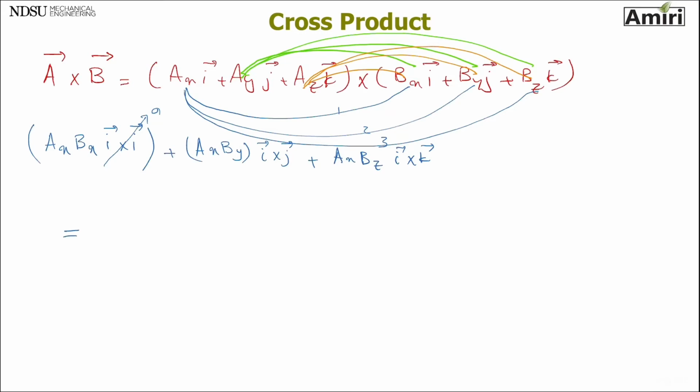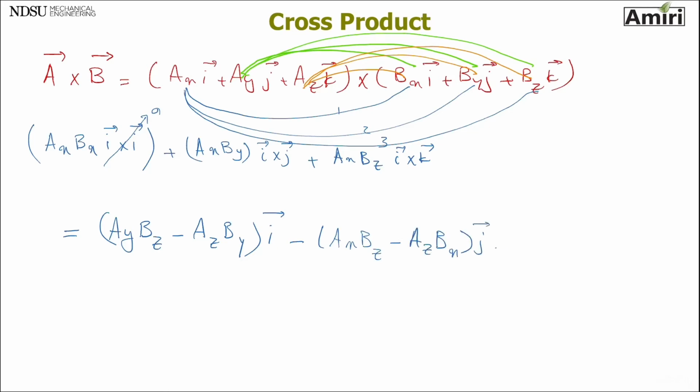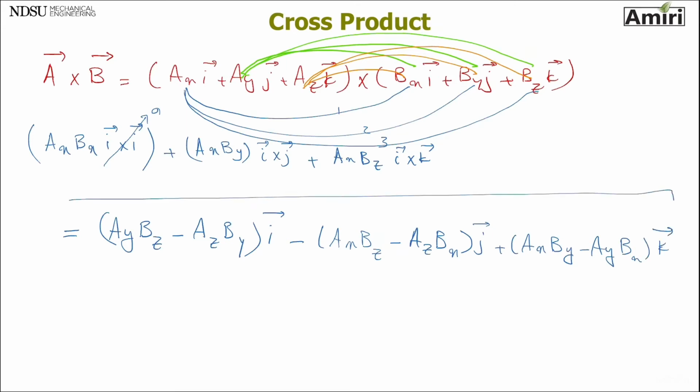I will get the final answer as A cross B equals (AYBZ minus AZBY)I, (AXBZ minus AZBX)J, plus (AXBY minus AYBX)K. So this is the cross product of those two vectors.